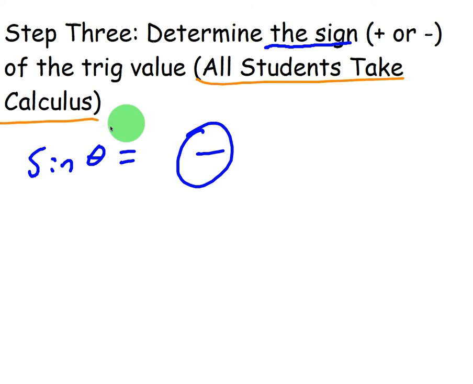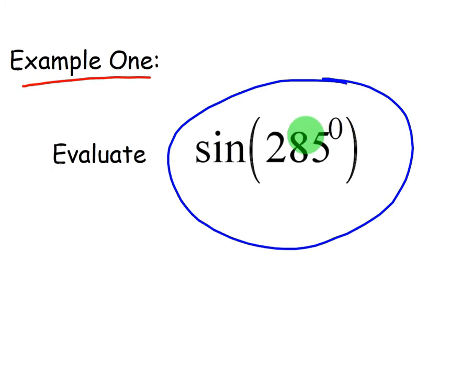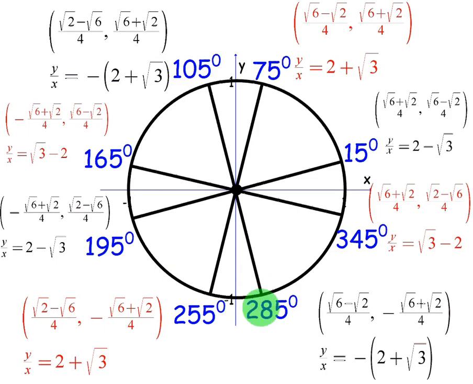So, since only cosine is positive in the fourth, then I know sine must be negative. So that, again, is just step 3, which is to determine the sign of the trig value in that quadrant. So again, since we're talking about 285, we know that it's going to be negative in the fourth.